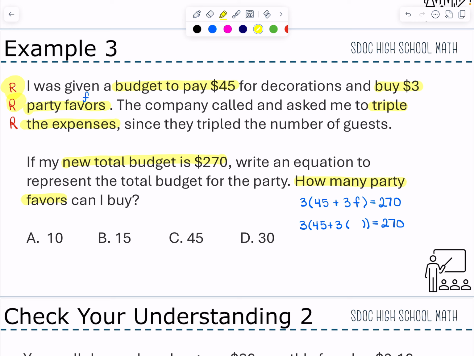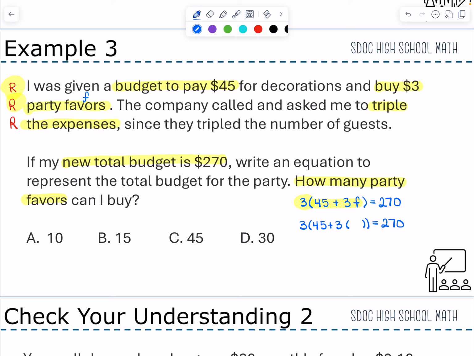Okay, so here's my equation. I have to do 45 plus 3 times F. And I did that. 45 plus 3 times F. Then they tripled it. So I have to multiply it by 3. And that should equal my total budget of $270.